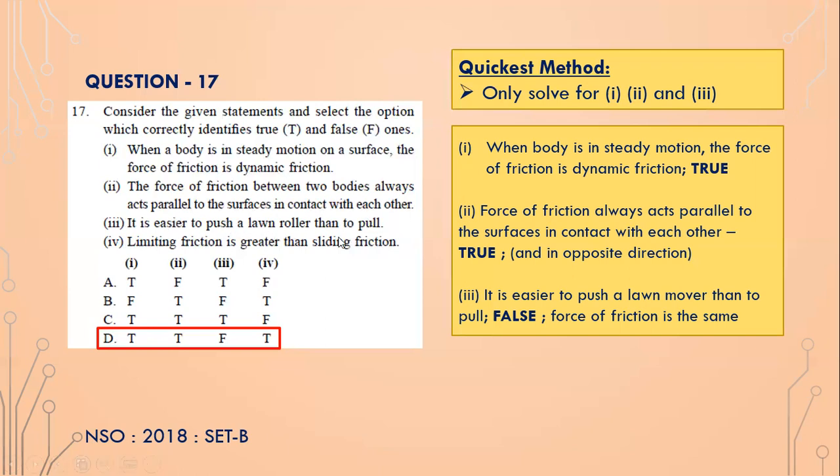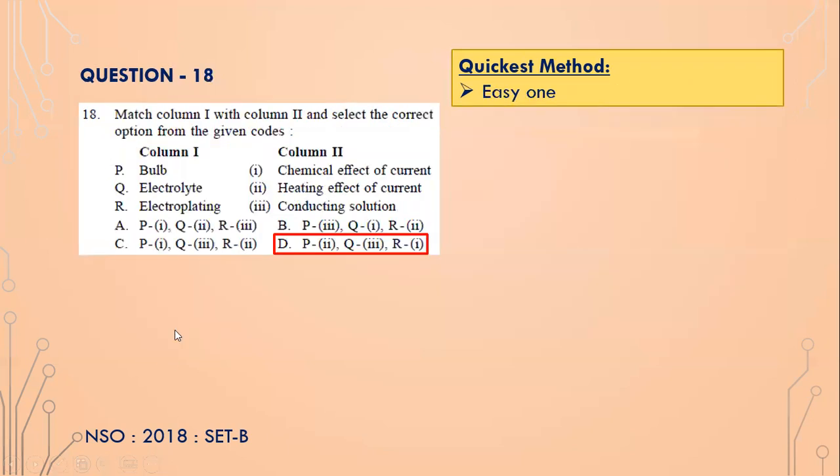It is easier to push a lawn mower than to pull, which is false, isn't it? Because whether you pull or push, the frictional force will be the same. So the frictional force here is the same for both pulling and pushing. So true, true, and false. The option is option D.